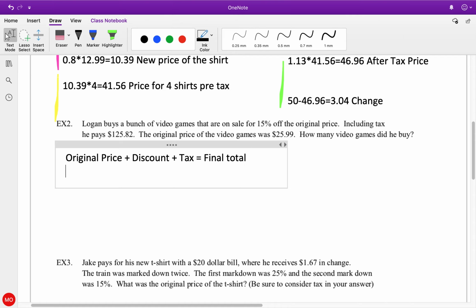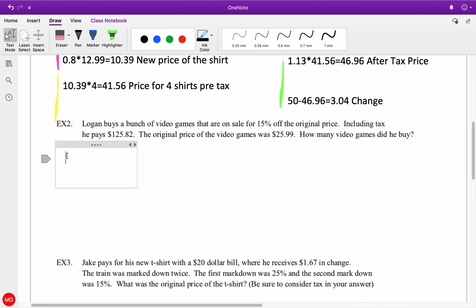So let's work with a price here. Okay. I don't need this after I look at it. Let's look at one game. There's a 15% discount. So how much is he going to pay? If he's getting a 15% discount, it's going to be 100 minus 15, which is equal to 85. So we're paying 85% of the original price.